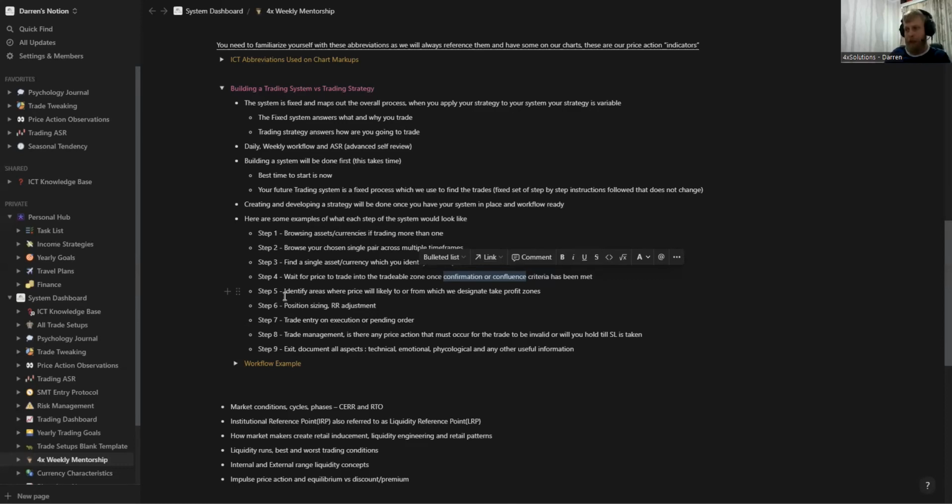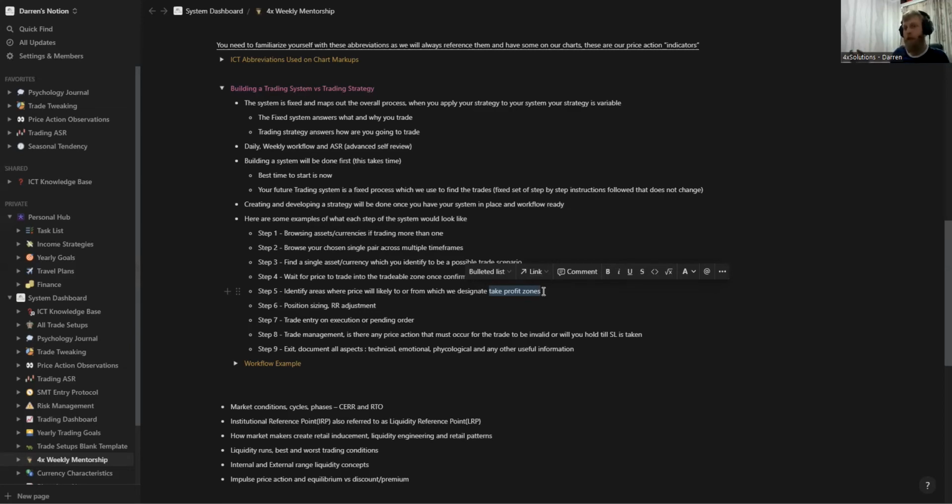Okay, but step 5 over here, we would identify areas where price would likely go to and from, which we designate as take profit zones. So before we've actually even taken the trade, before it even gets into the area we want to buy or sell, if we were to enter this trade, and let's say price came in there and we did enter it, where are we going to take profits or scale out of this trade? So these are all decisions that we need to have thought of before we've even taken the trade.